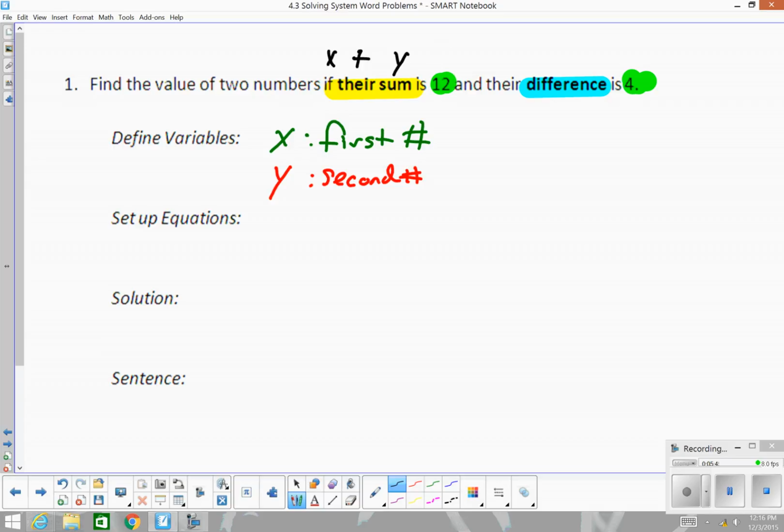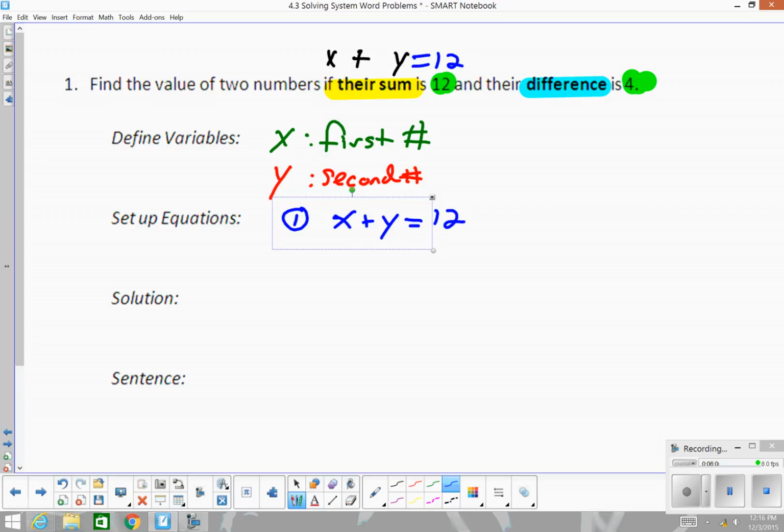Okay, so how can I write the sum is 12? Well, is, we know, means what? Equals. Okay, the value of 12 right there. So I have one number plus the second number equals 12. So that's my first equation. So it's going to be x plus y equals 12.